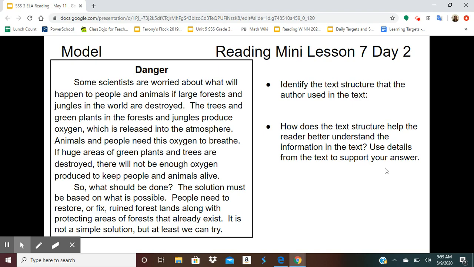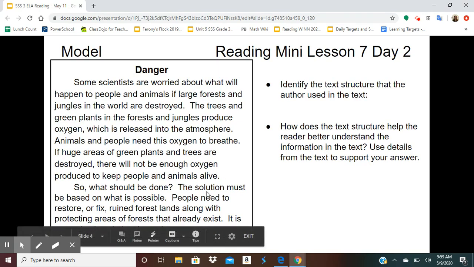The solution must be based on what is possible. People need to restore or fix ruined forest lands along with protecting areas of forest that already exist. It is not a simple solution, but at least we can try. As I was reading, I noticed some specific keywords that gave clues to which text structure the author used. Like solution over here, what should be done.